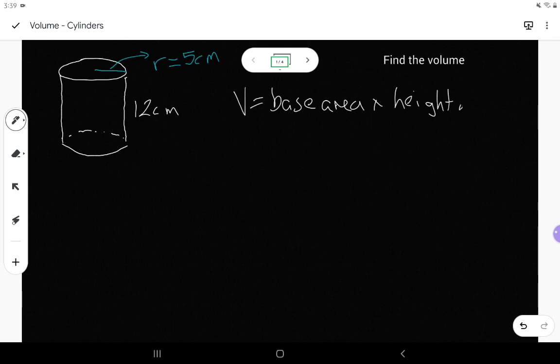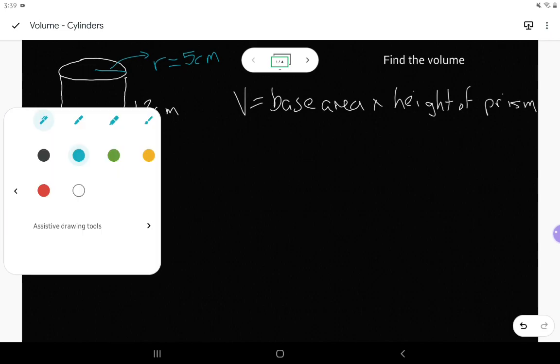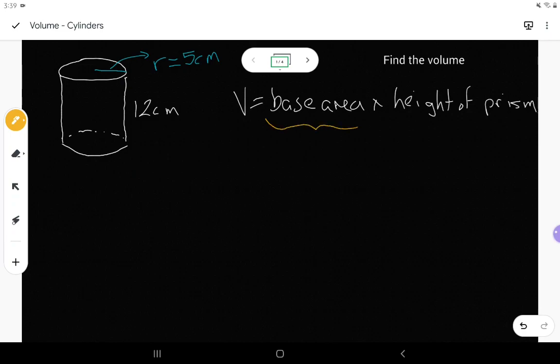And when I look at the cylinder, the base area has to be the area of this circle. The circle is the base area of a cylinder. It's what makes a cylinder unique from other right-angled 3D shapes. So the circle here is what makes the cylinder different. So when I'm looking at finding the base area, my base area is really going to be the area of a circle.